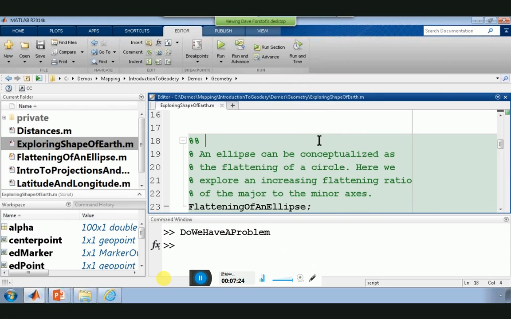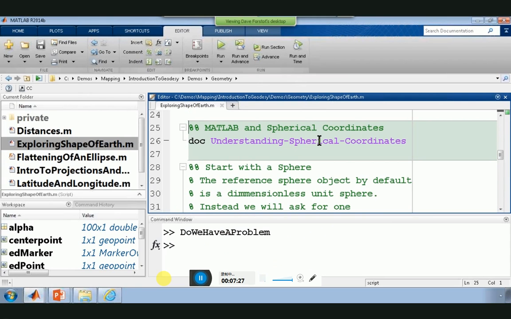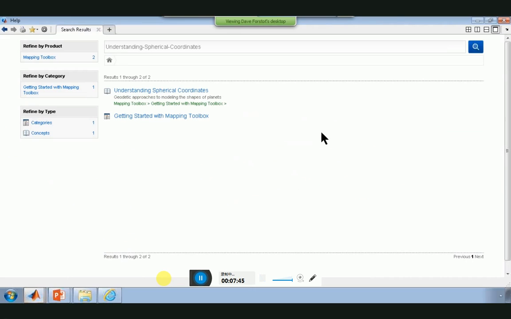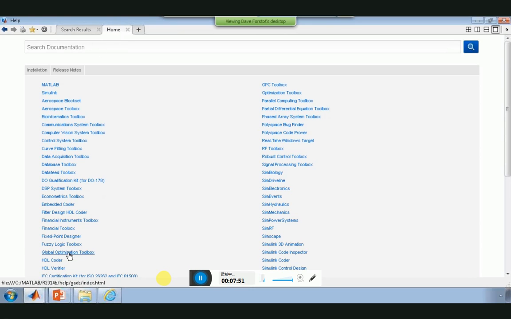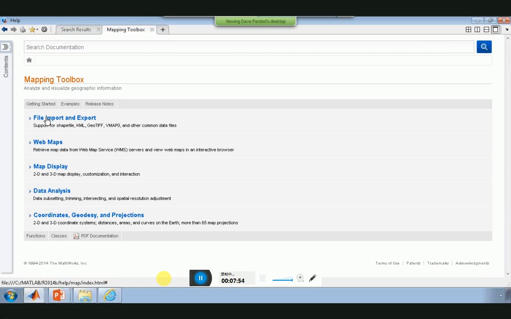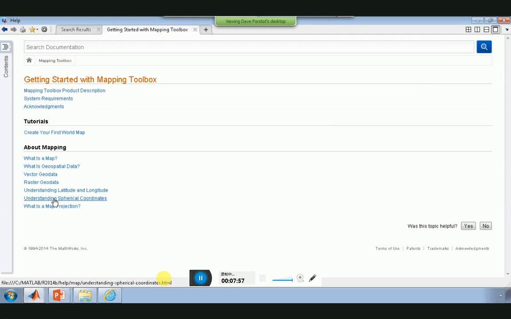So if we look now at spherical coordinates, in MATLAB we have a toolbox, the Mapping Toolbox. The Mapping Toolbox is what gives you the ability to read and write geospatial data, display geospatial information or other data in the context of a map, and also to deal with things like the geometry. So if we look into the Mapping Toolbox, we can just go right to the documentation. In the getting started section, we have understanding latitude and longitude and understanding spherical coordinates. These are the entry point you need to understand to be successful using any kind of mapping tool.